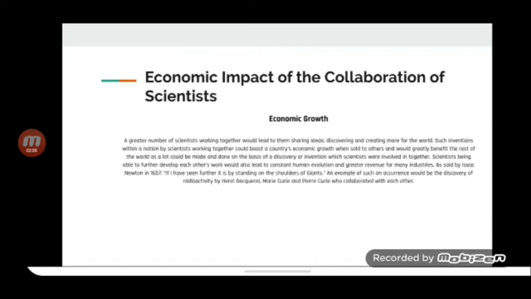Economic growth. A greater number of scientists working together would lead to them sharing ideas, discovering, and creating more for the world. Such inventions within a nation of scientists working together could boost a country's economic growth when sold to the rest of the world, as a lot could be made and done on the basis of a discovery or invention which scientists were involved in together. Scientists being able to further develop each other's work would also lead to constant human evolution and greater revenue for many industries. As said by Isaac Newton in 1657, if I have seen further, it is by standing on the shoulders of giants. An example of such an occurrence would be the discovery of radioactivity by Marie Curie and Pierre Curie, who collaborated with each other.